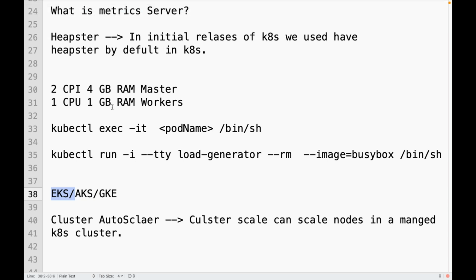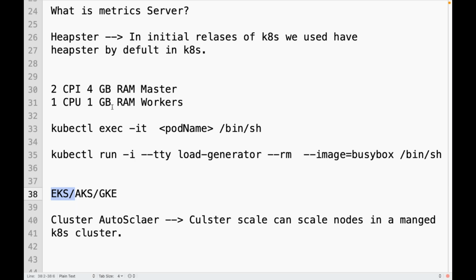Sometimes in the interview they'll ask this question: what is the difference between pod autoscaler and cluster autoscaler? Pod autoscaler can just scale the pods in a given infrastructure. Cluster autoscaler can scale the cluster also. But can I have a cluster autoscaler in self-managed Kubernetes clusters, like the kubeadm clusters I have demonstrated? No. But can I use pod autoscaler in any cluster, whether self-managed or managed? Yes.